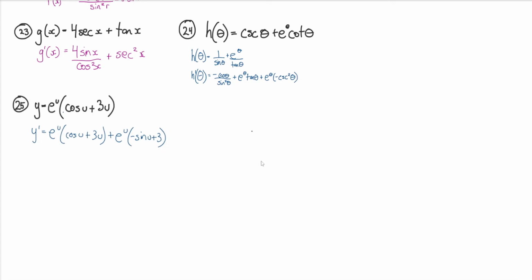Boom, knocking them out now. 26. Okay, let's do another one here. x over cos of x.